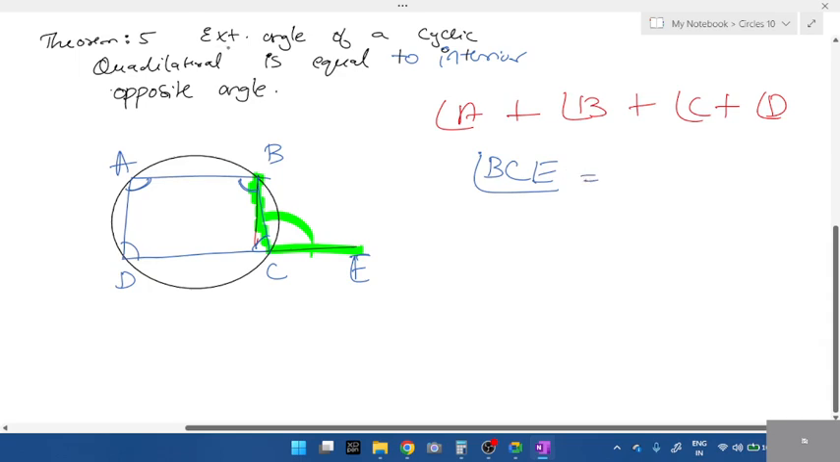So according to this theorem, what is given, students? Exterior angle of a cyclic quadrilateral is equal to what? Is equal to interior. Interior meaning is what? Interior is inside. Interior opposite. Which is opposite to this angle C? Can you see this angle A? Opposite will be equal to angle A. So if angle A is 50 degrees, BCE also will be equal to 50 degrees. This is the concept.